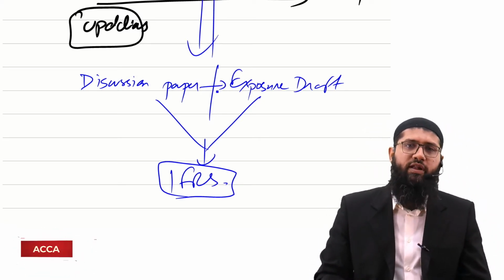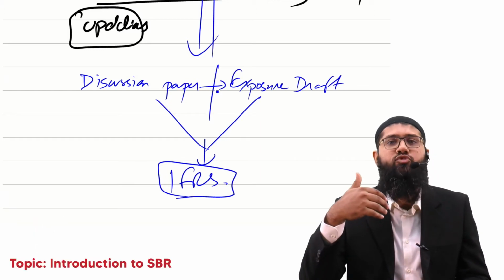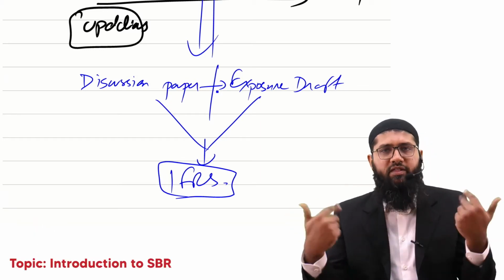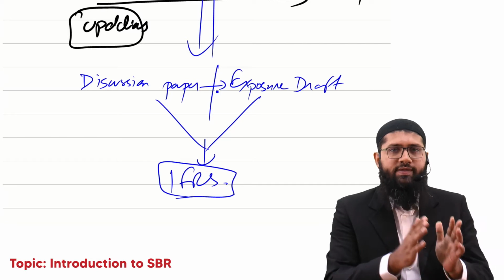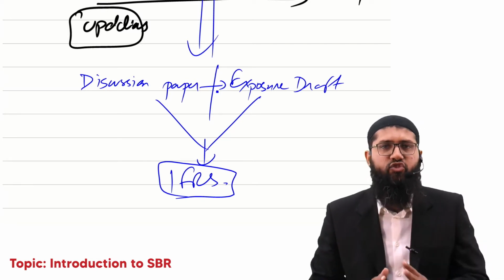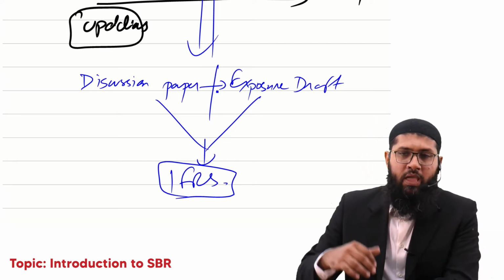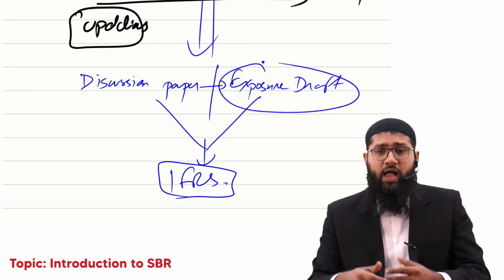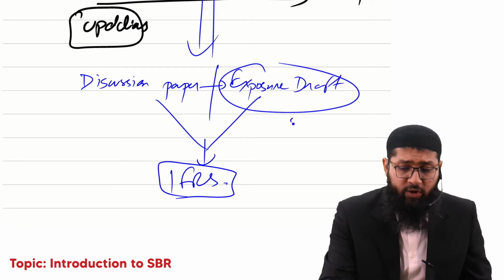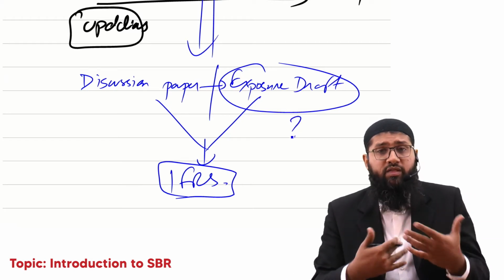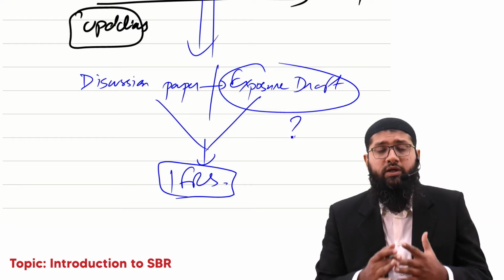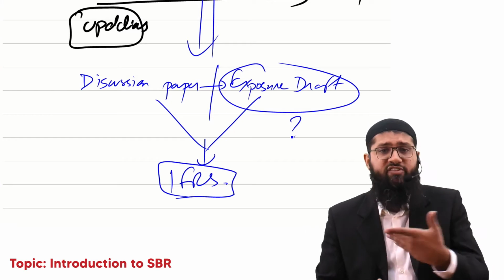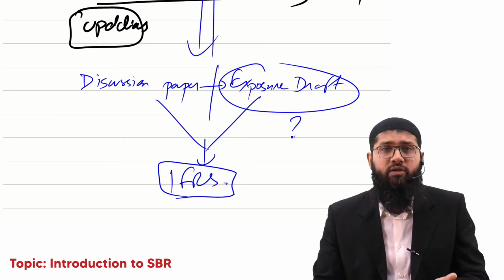What is this exposure draft? It's a draft that is published to the public, and the public is invited to comment that, look, this is how we expect the accounting standard is going to look like. So now the public comments, and then after the public comments, the accounting standard body reviews that, okay, what have we done? Why is the public criticizing us so much? Let's put it to the board. Let's bring about some amendments, etc.